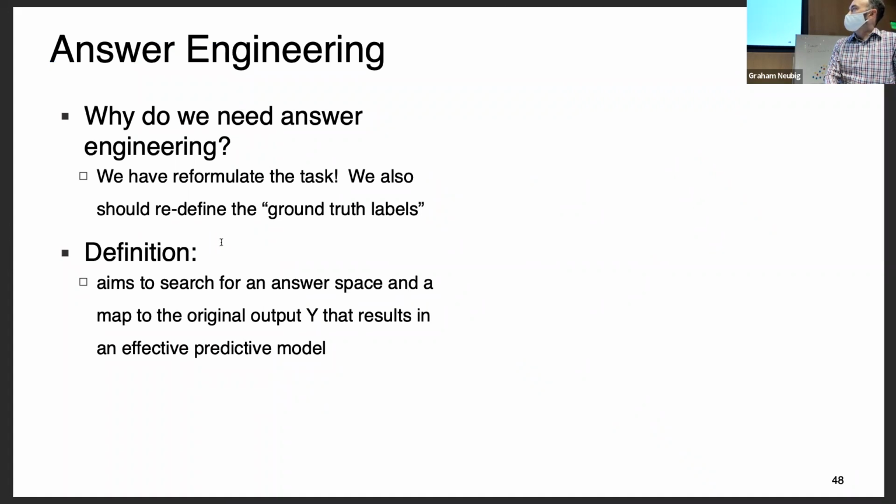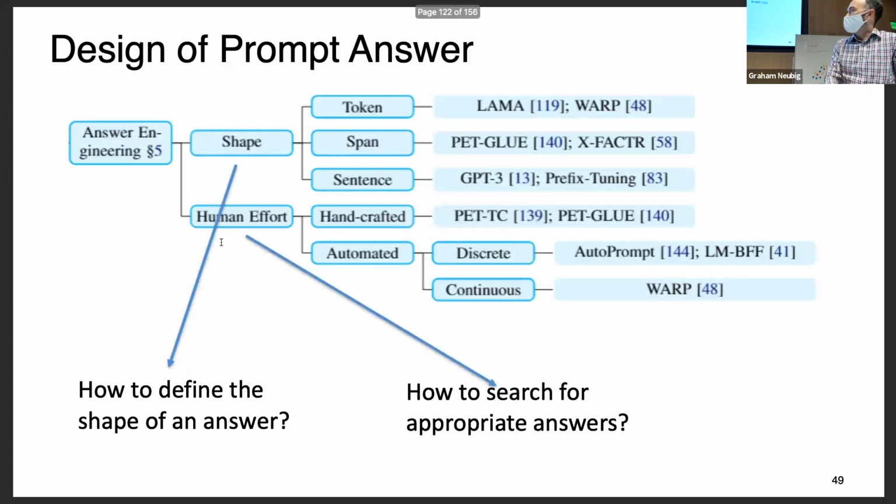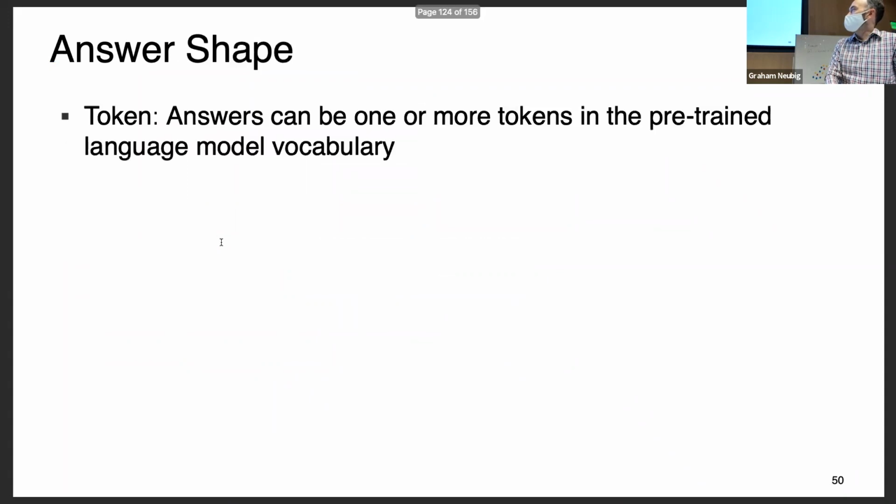So answer engineering aims to search for an answer space and a map to the original output that results in an effective predictive model. So we need to define the shape of an answer, and we also need to decide how to search for appropriate answers. And the answer shape can be one of basically three things. The first is a token. So one token or a set of tokens in the pre-trained language model's vocabulary.